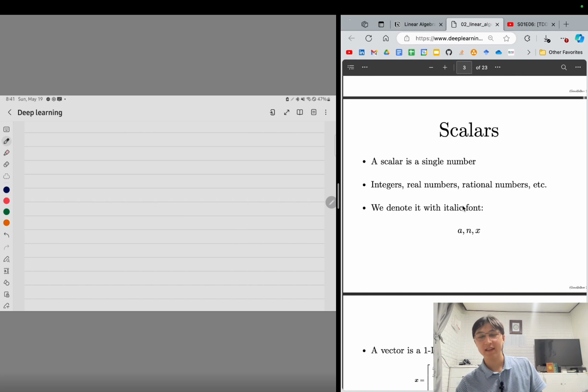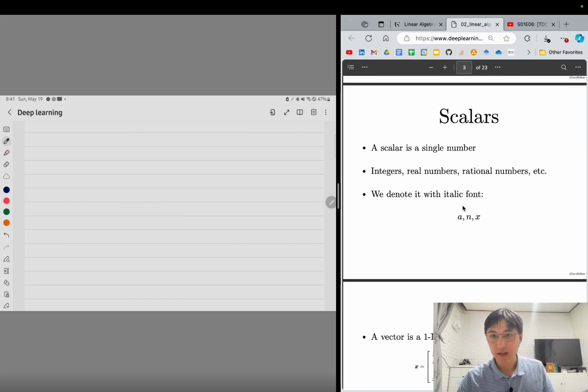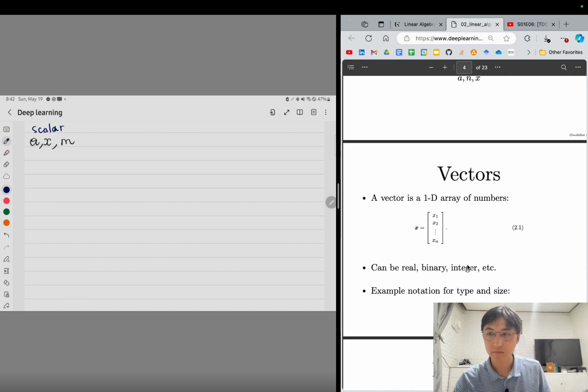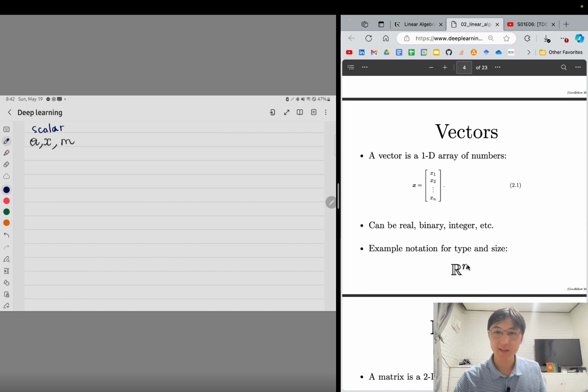So first of all, scalar values. Scalars are single numbers, single elements. They can be real numbers, rational numbers, integers, and etc. And we denote them as lowercase italic letters, so like maybe a or x or maybe m, etc. That is a scalar. That's simple.